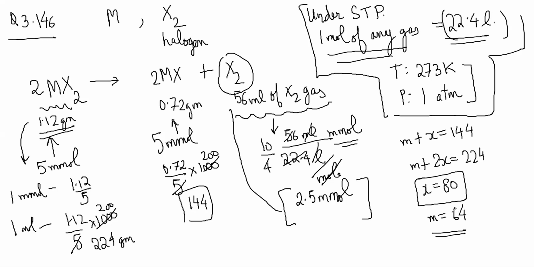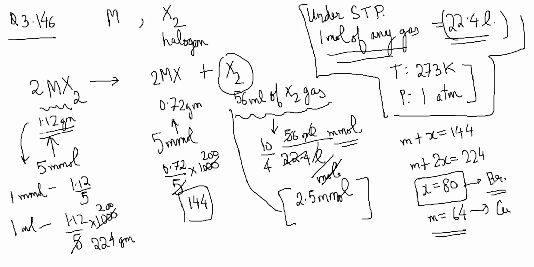Now 64 is copper, 63.5 or something, and x is bromine, 80 is bromine. Okay, so you can check that. So this will be copper and bromine, right? You understand? From the periodic table, now we can get that, right?